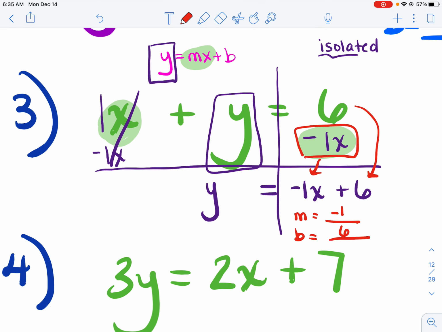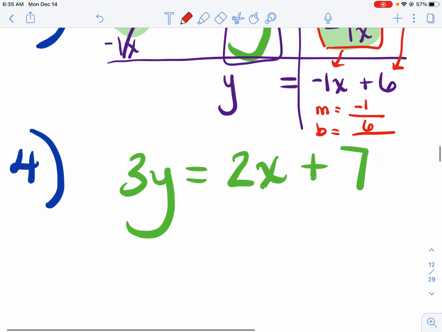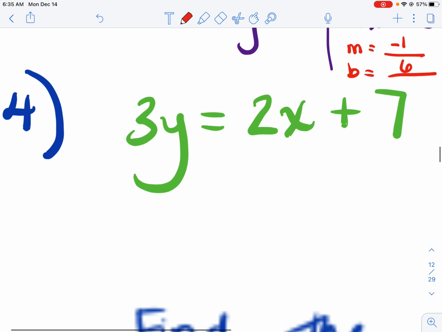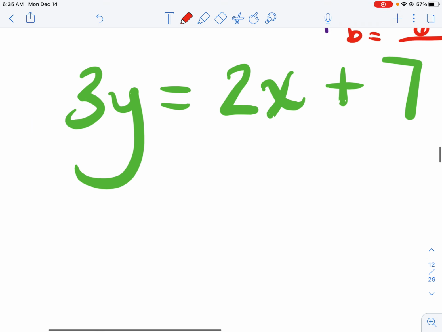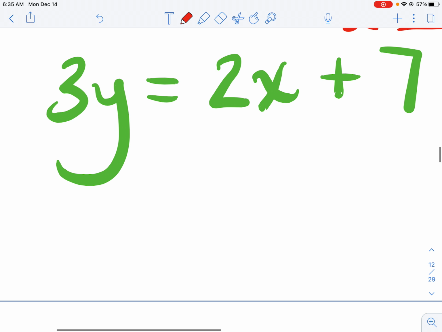So our m would be -1, and our b would be 6. Okay, so let's try another one sort of like this. Now, again, remembering that word isolated. So we have 3y equals 2x plus 7.